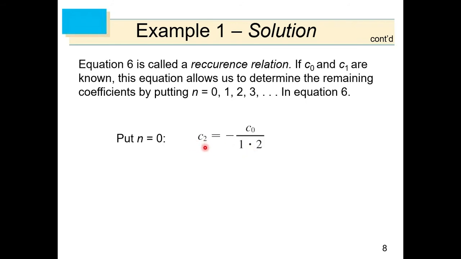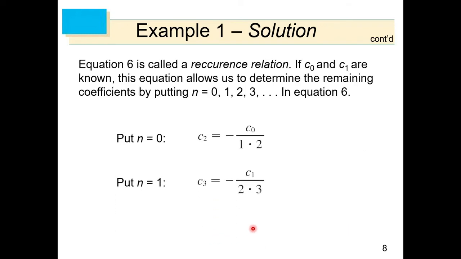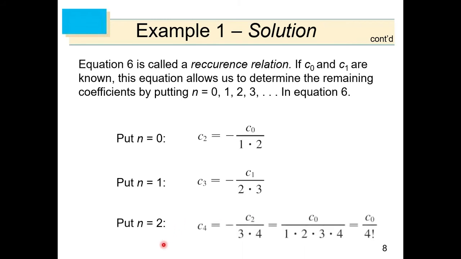We get c2 is equal to minus c0 upon 1 into 2. Now put n is equal to 1, we get c3 is equal to minus c1 upon 2 into 3. Similarly, we put n is equal to 2, we get c4 is equal to minus c2 upon 3 into 4.